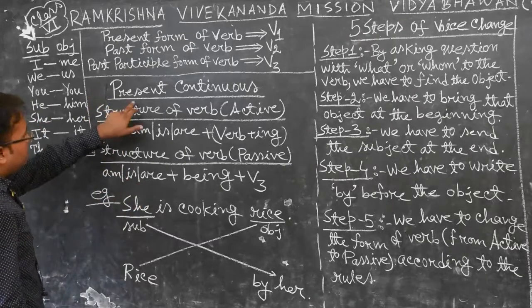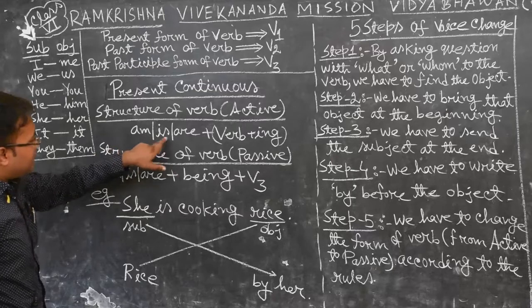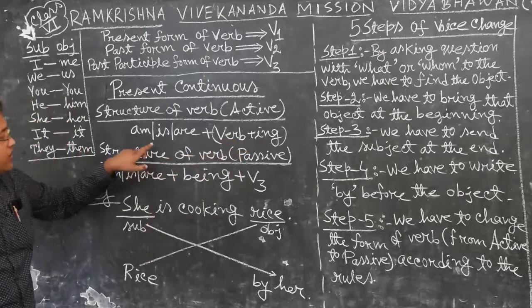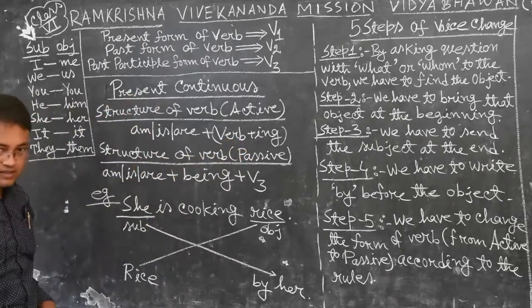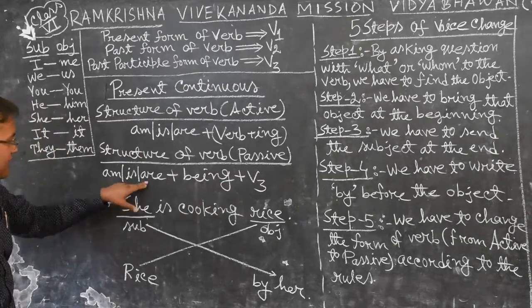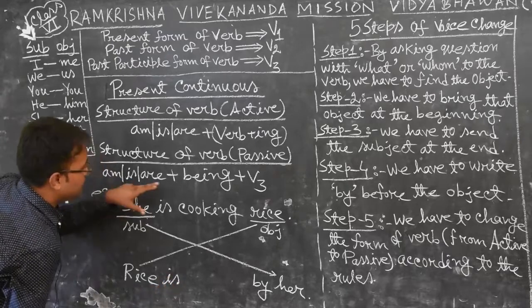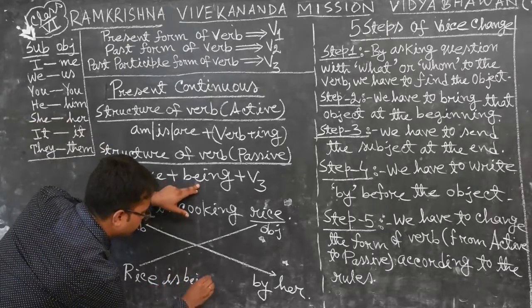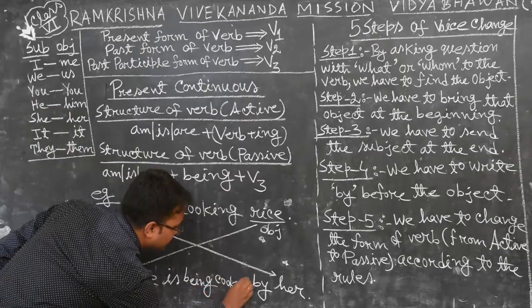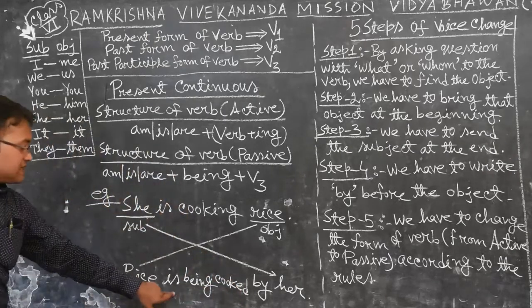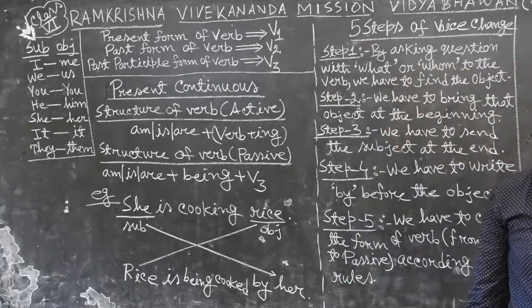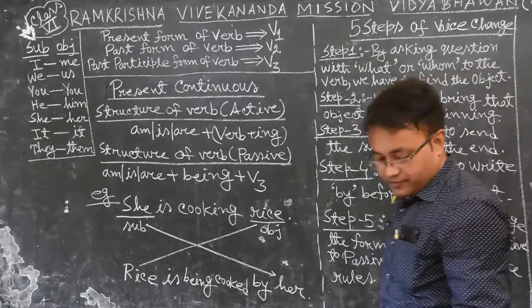Here, structure of active, am, is, are plus verb plus ing, cook plus ing, cooking. So it is in present continuous tense, and the passive form will be am, is, are being V3. Rice is being cooked, C-O-O-K-E-D. Rice is being cooked by her. Okay.